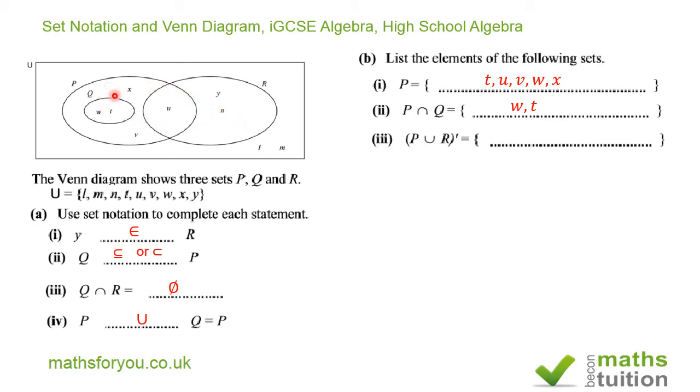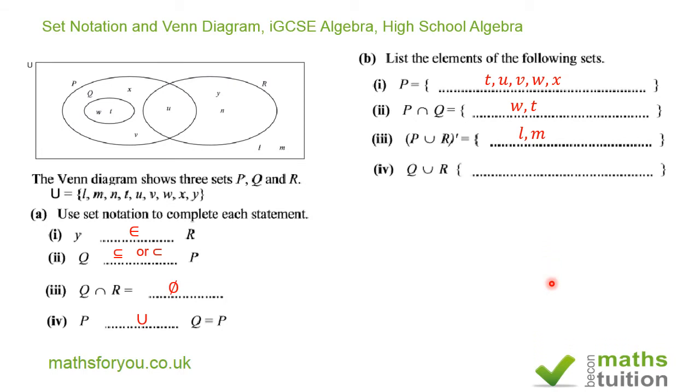Now, all the elements in P and R should come under P union R. And then we have the negation there. We don't want anything in P union R, and the only things left not in P union R would be L and M. So our answer should be L, M.